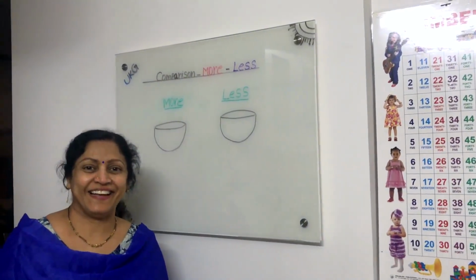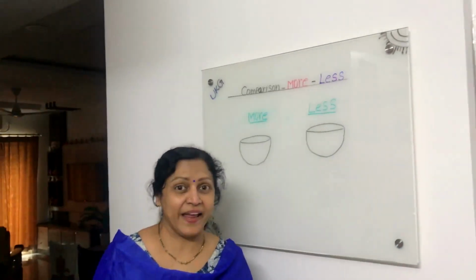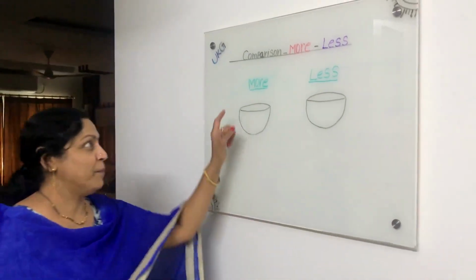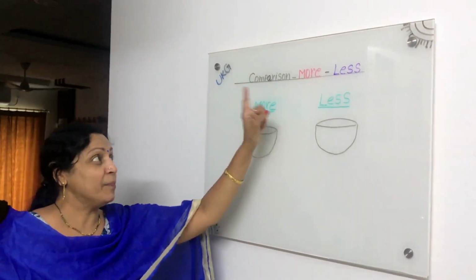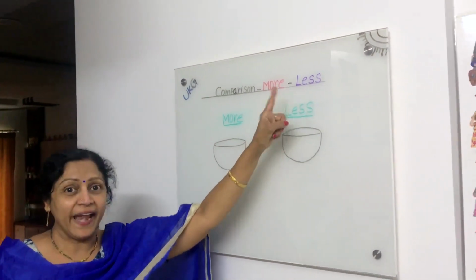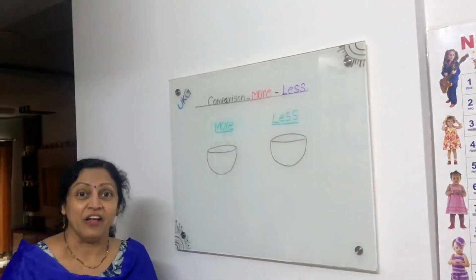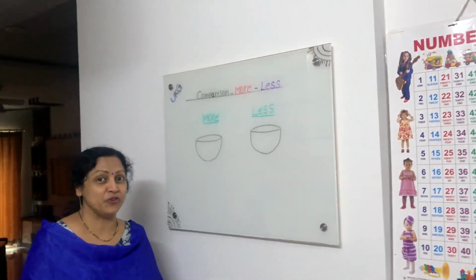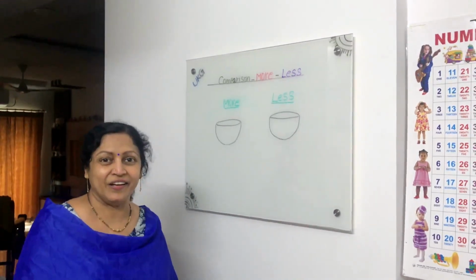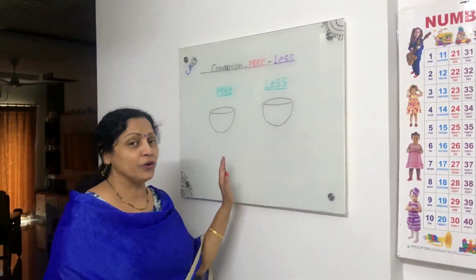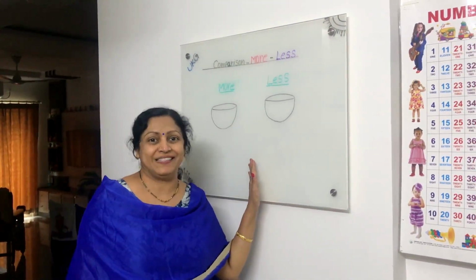Okay, children? Like this, you also do the activity with the help of your parents. Whatever objects you are having at home, you do this activity, children. Okay? Now I have explained the concept of comparison of more and less. With so many objects I have showed you, no? Same concept I am going to do on the board once again.